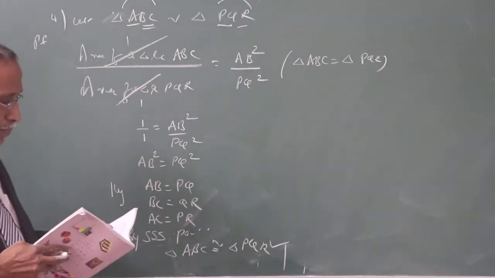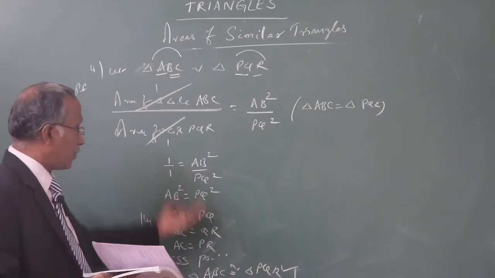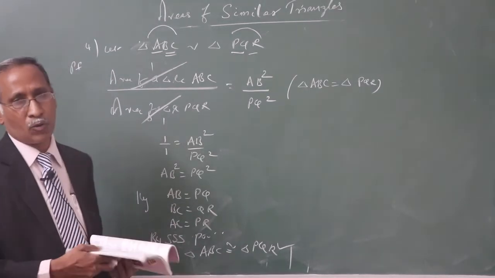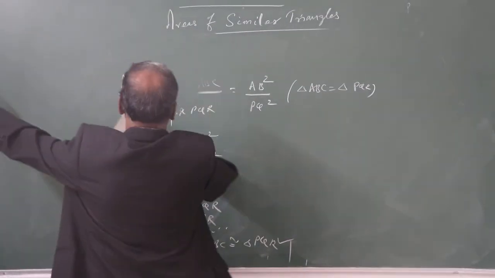That means you have proved that when areas of similar triangles are equal, they are congruent by the SSS postulate. This is the way we have to do the sums here. Next.